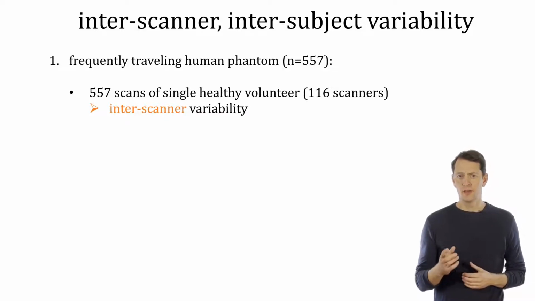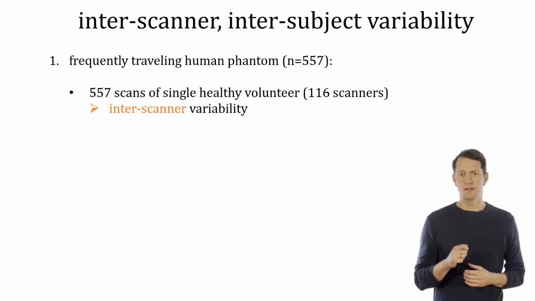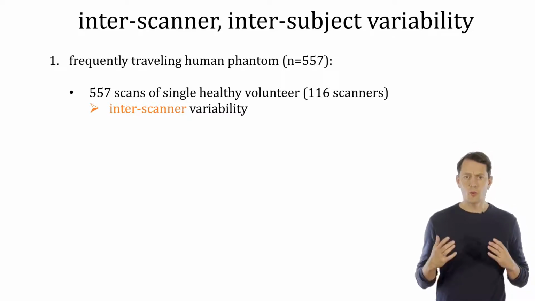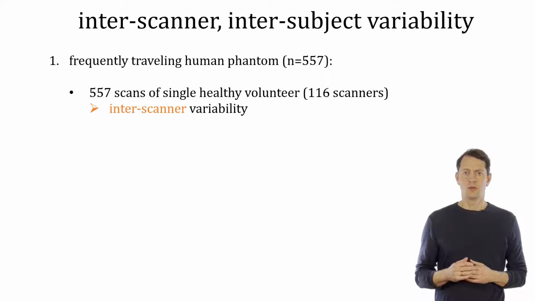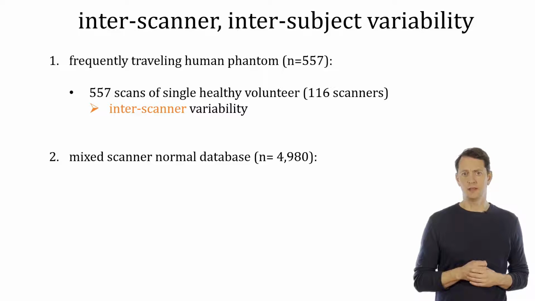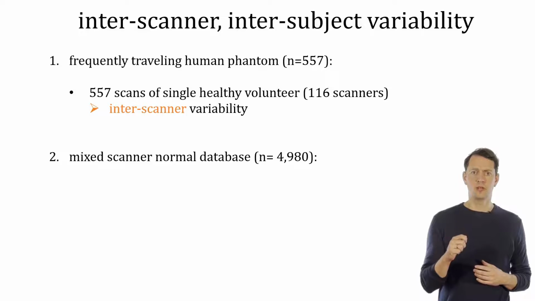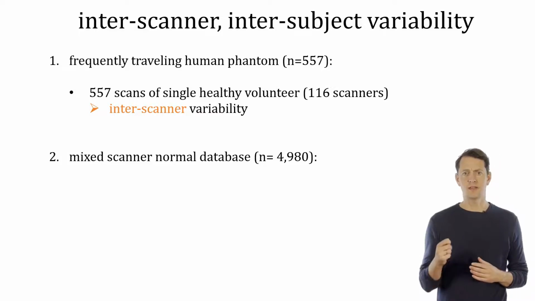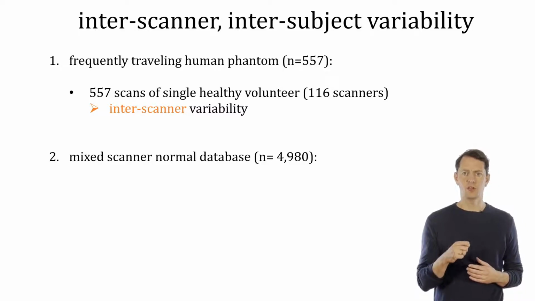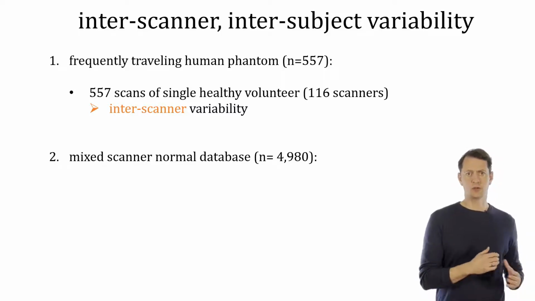The question is, how much does the thalamus volume depend on the scanner? Since it is the same subject, the thalamus volume should be approximately the same for all scans. We will relate the inter-scanner variability to the inter-subject variability. Inter-scanner variability describes how much a brain volume or thalamus volume depends on the scanner, whereas the inter-subject variability provides information to which extent the thalamus volume differs from individual to individual.